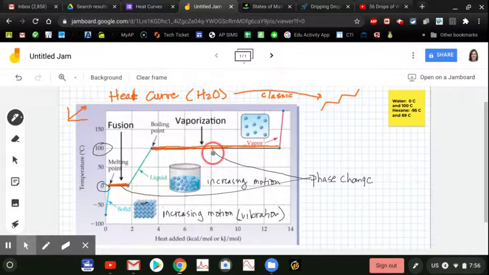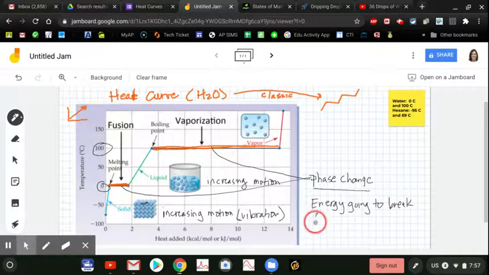Let's talk more about these flat lines, which are really important. Those are the phase changes. And what is the energy doing? The energy that you're putting in, because you constantly had the same setting on your hot plates, same setting on your stove, you're constantly putting the same amount of energy in, that energy is going to break what we call these forces of attraction.